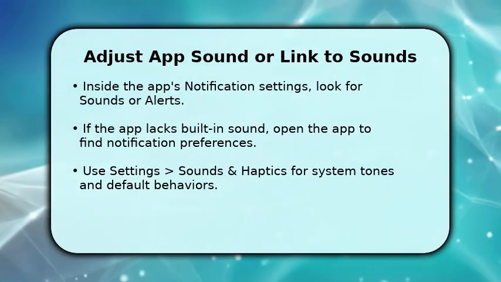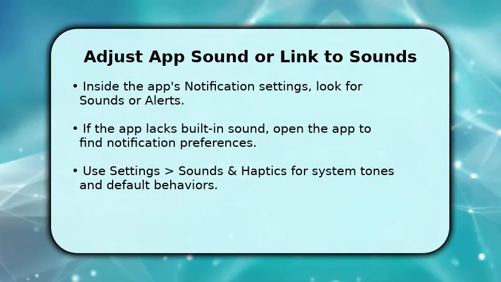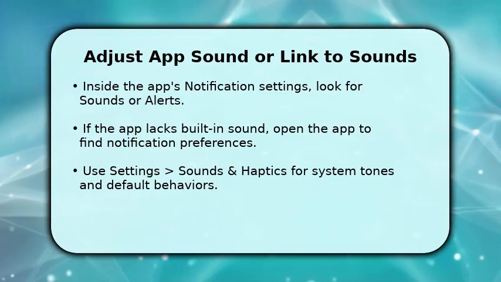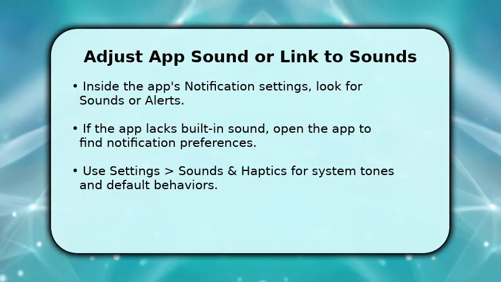If the app relies on system tones, go to Settings, Sounds, and Haptics to change the default text tone or ringtone that many apps inherit. Make sure to test a sample alert so you can hear the change immediately.